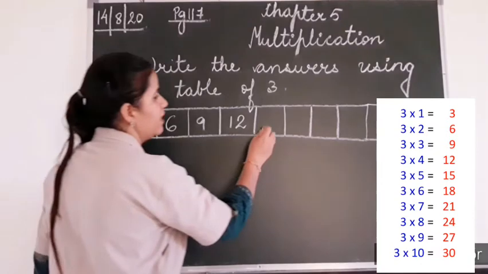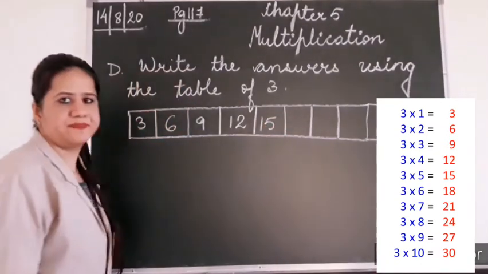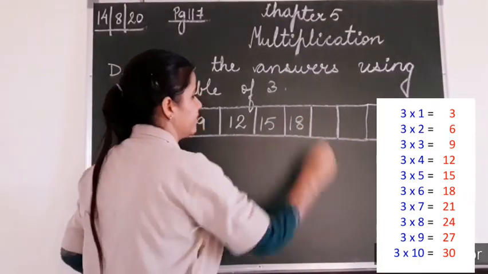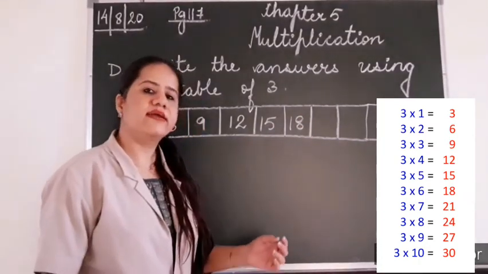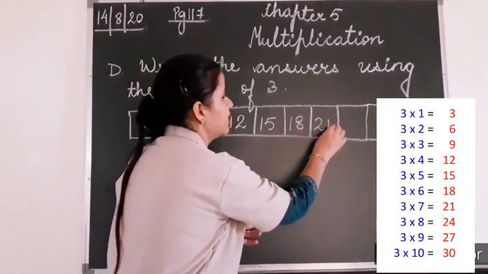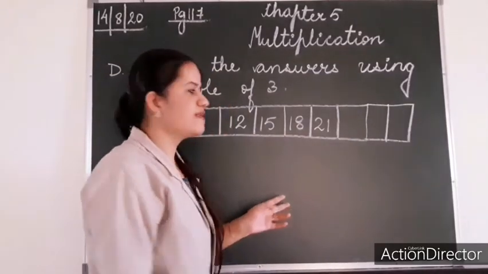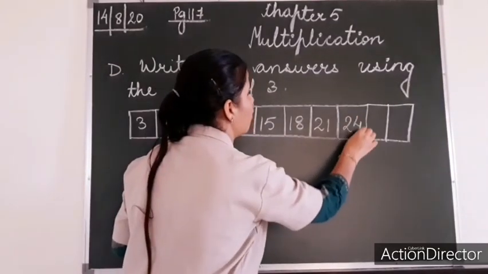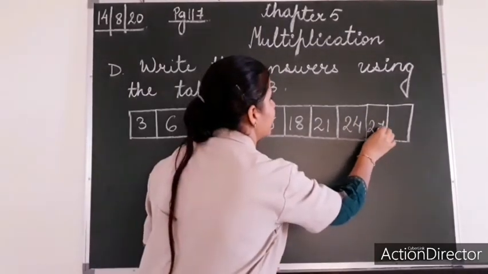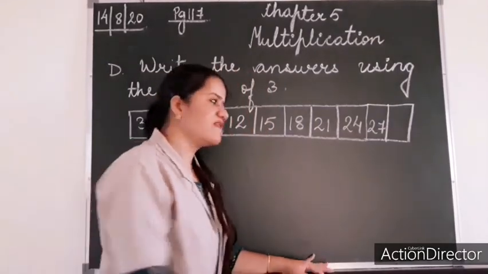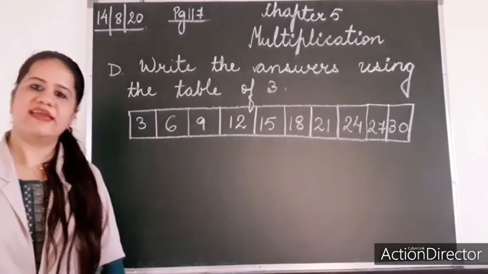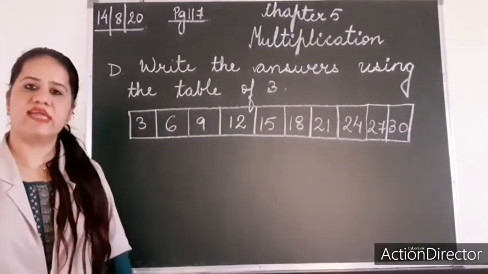Then 3 fives are 15. Got it? Then 3 sixes are 18. Got it? Then 3 sevens are, what will come? 3 sevens are 21. 3 eights are 24. 3 nines are 27. And 3 tens are 30. Clear everyone? Okay, I hope this is very easy.